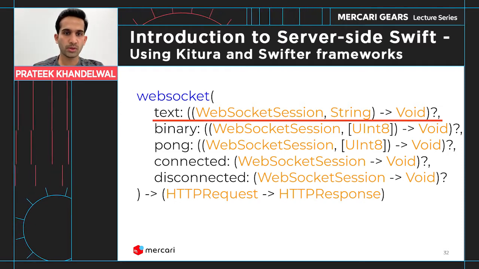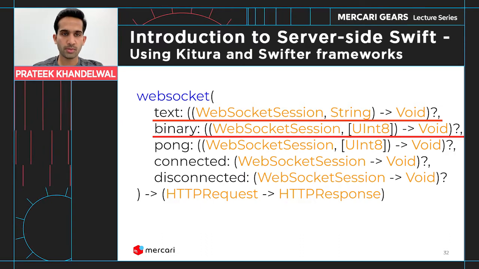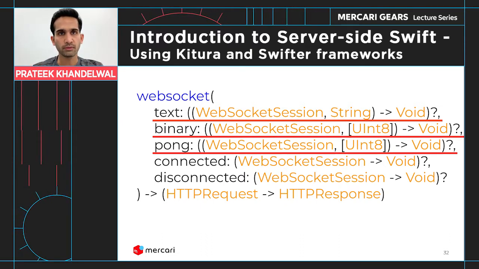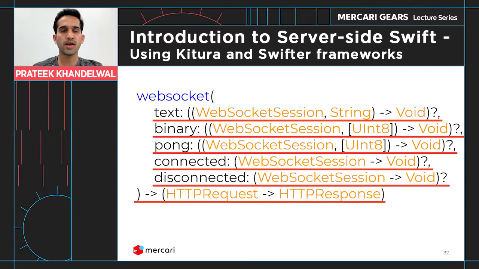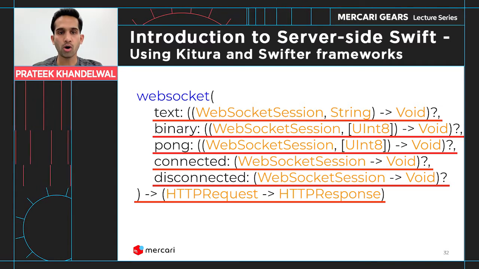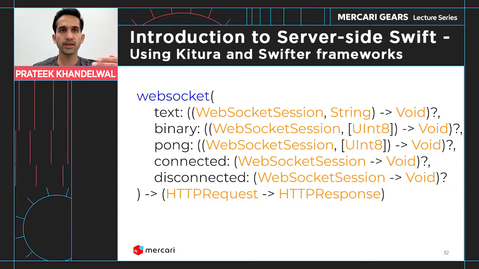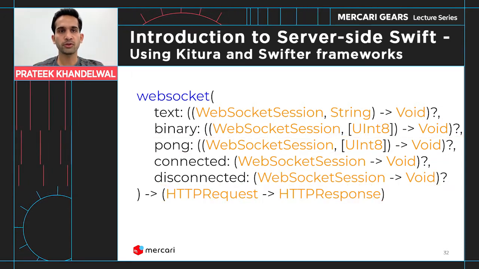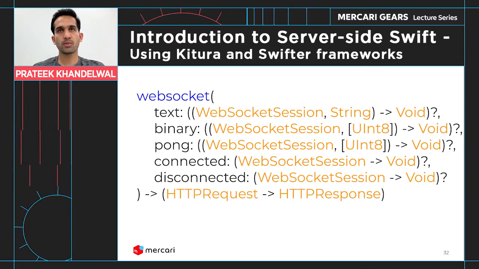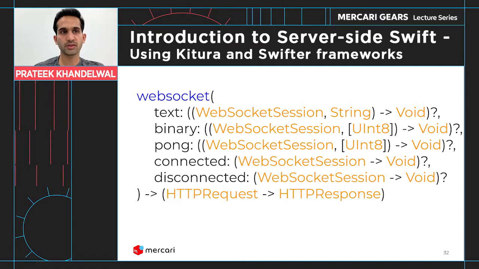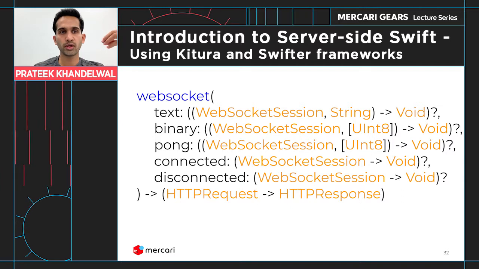So first is whenever you receive a message in text format, or string format. The other one is in binary format. Then whenever there is a ping from a client connection, whenever the client is connected, and whenever the client is disconnected. So there are 5 things: connected, disconnected, pong, message received in binary, message received in string format. All these are passed as parameters to this WebSocket function, and all these are closures. So there were 4 protocol functions that needed to be implemented if you want to handle WebSocket connections, so you need to implement that service.